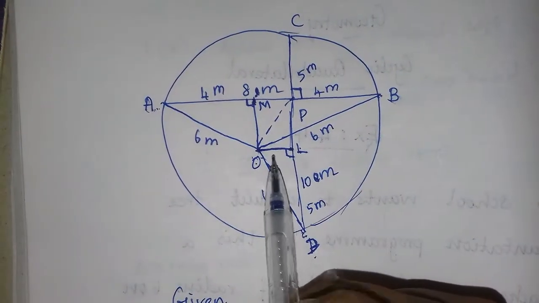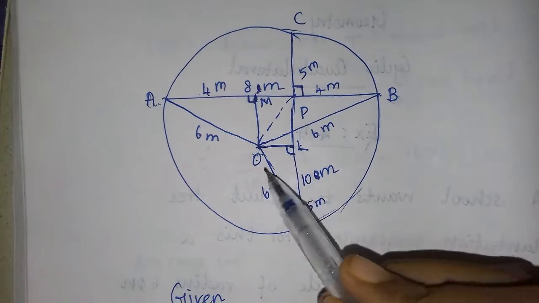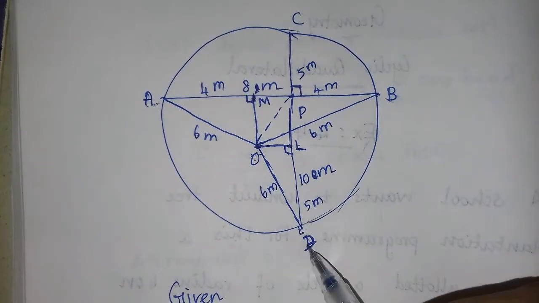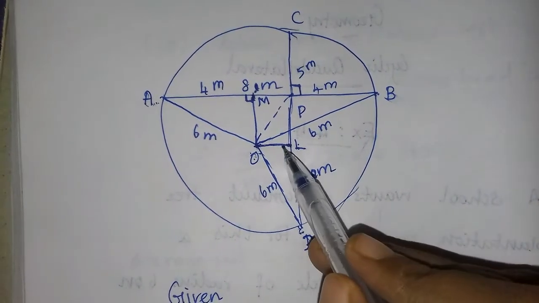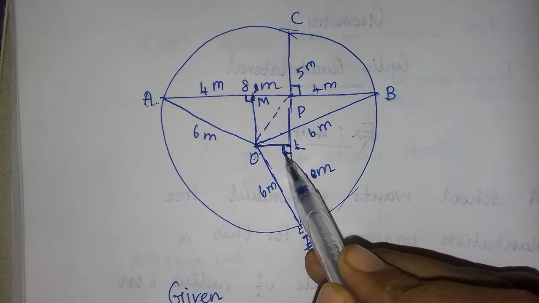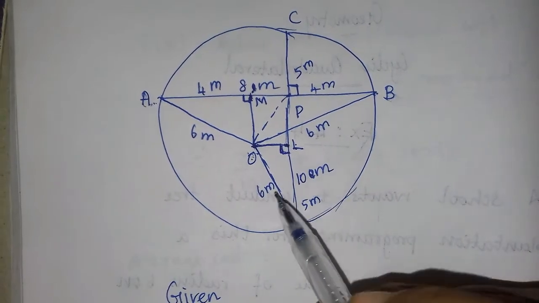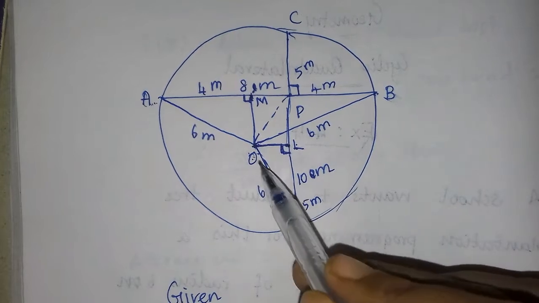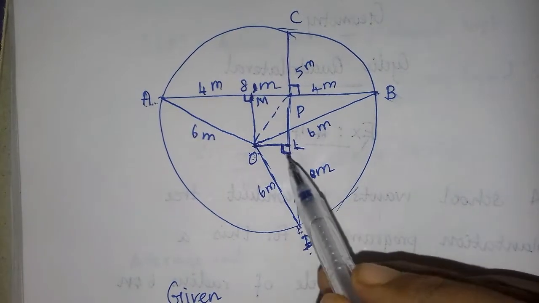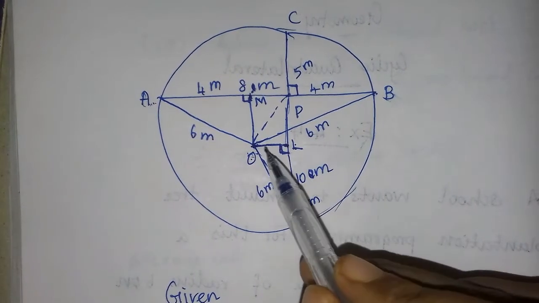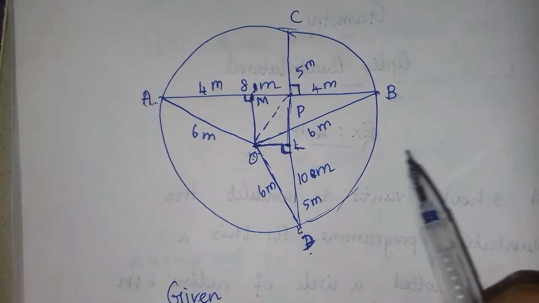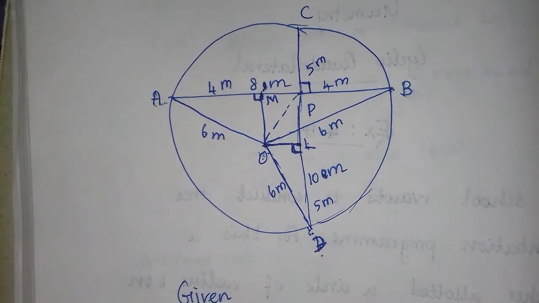Similarly, now we have to find the value of OL by the triangle DOL. This we can also do by Pythagoras theorem, because this angle is 90 degrees. What is the hypotenuse here? OD is the hypotenuse. So by that we can find the value of OL, the distance OL. Let me proceed with that.